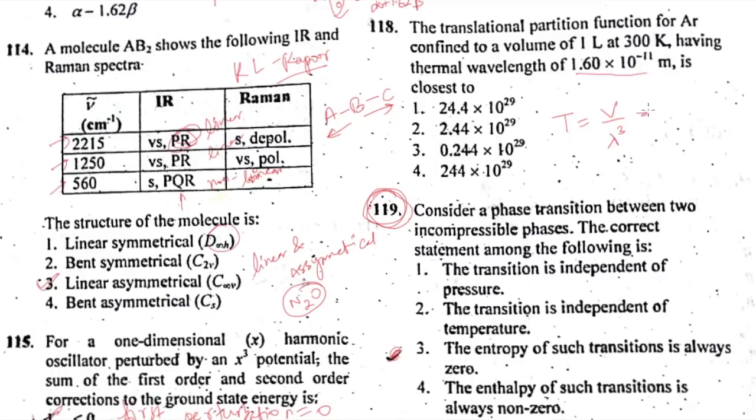You all know how much 1 liter is equal to in meter cube. So just convert liter into meter cube, and the wavelength is already given in meters. Just solve it out, and if you solve it you are going to get something around 2.44. That's what I have solved. So 2.44 into 10 to the power 29 is what you are going to get for this particular question.